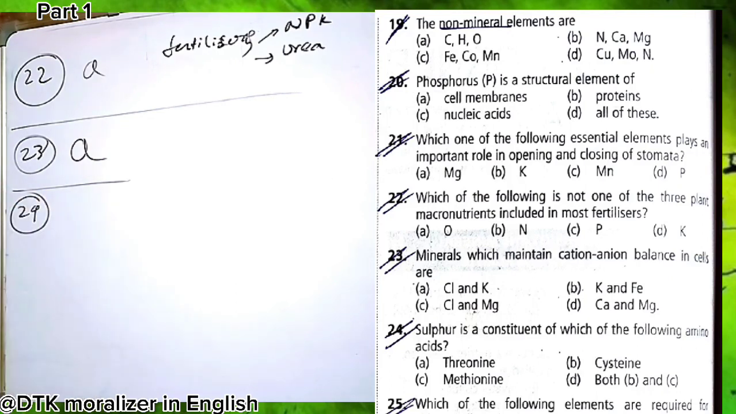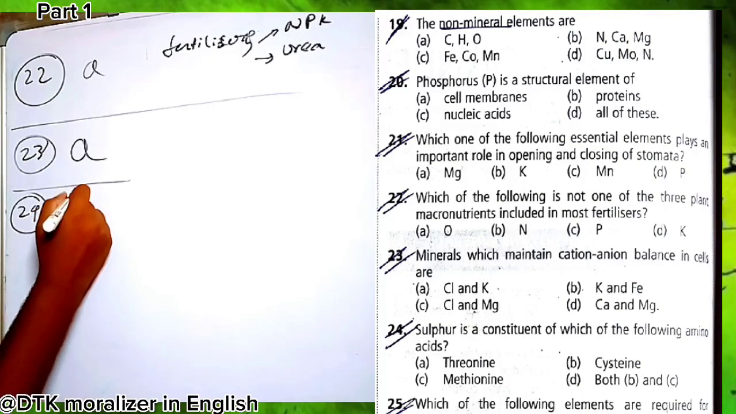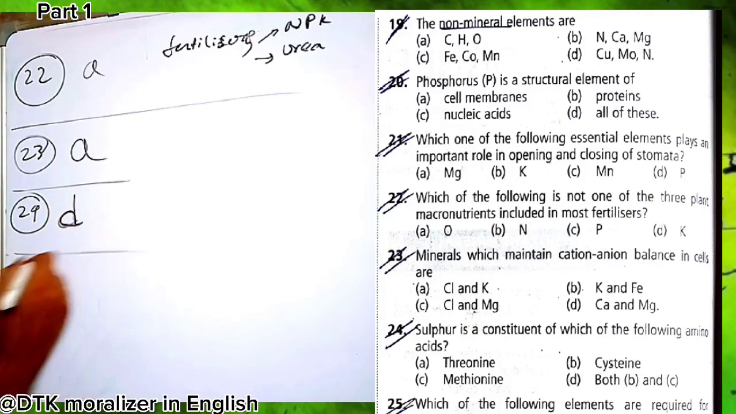Now question number 24. Sulfur is a constituent of which of the following amino acids? Threonine, cysteine, methionine. D. Both B and C. So here, as you can see, for sulfur, the two amino acids are cysteine and methionine. So option D is right.